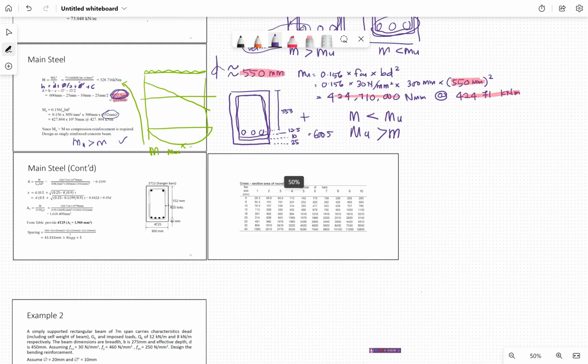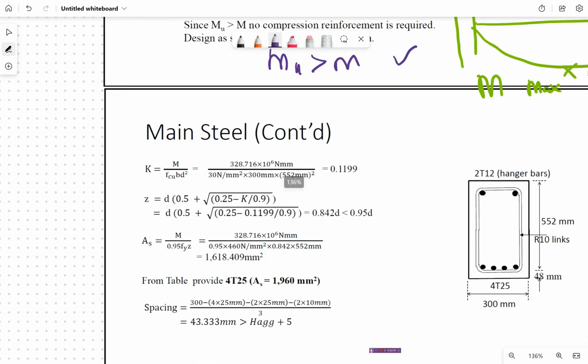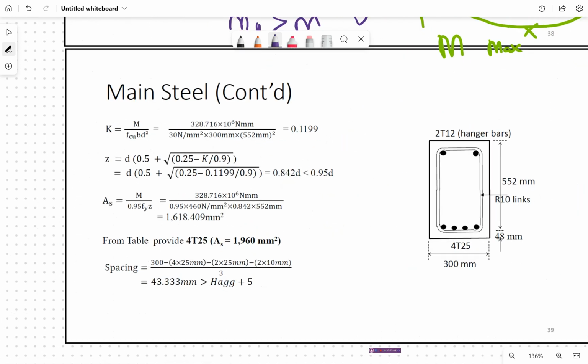So that's about M and MU. Then the next step is we're going to calculate the value of K. K here doesn't have any name; we just annotate it as K. It's like a factor. So K is equal to M over fcu b d squared. That is the formula. You can refer to your notes.